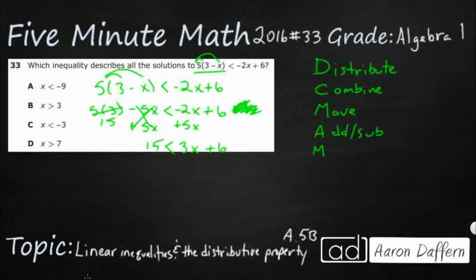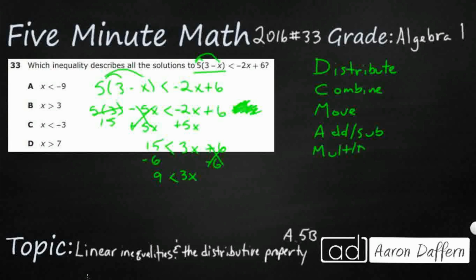First I'm going to add or subtract. I've got this plus 6 right here. So let's subtract 6. If we subtract 6 from both sides, that's going to get rid of that. And it looks like I'm going to get 3x, and then 15 minus 6 is 9.